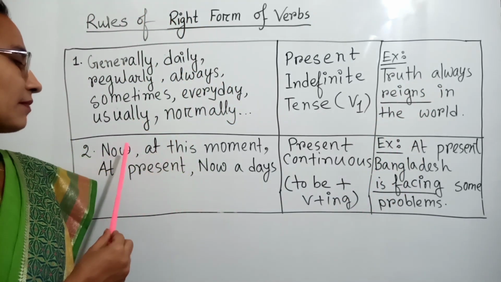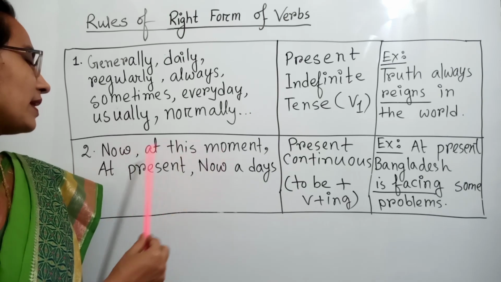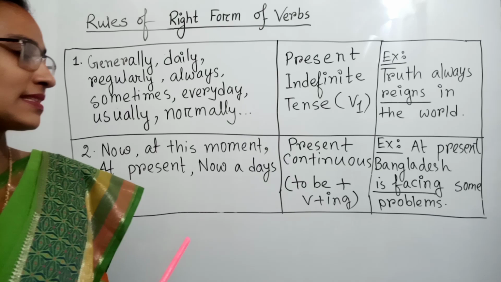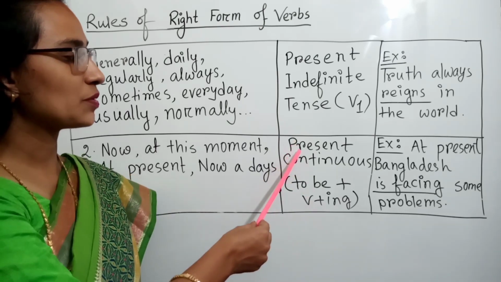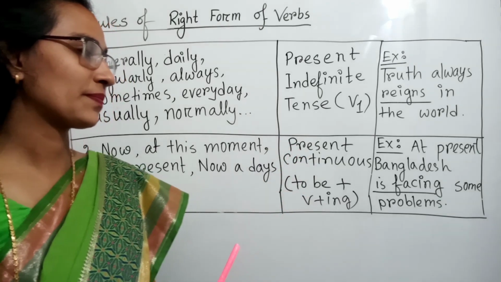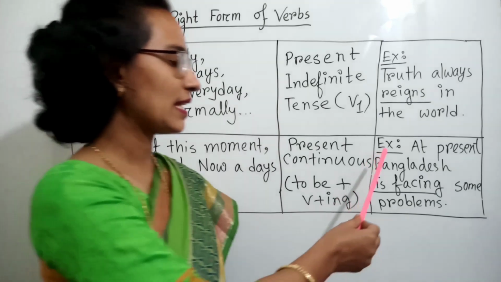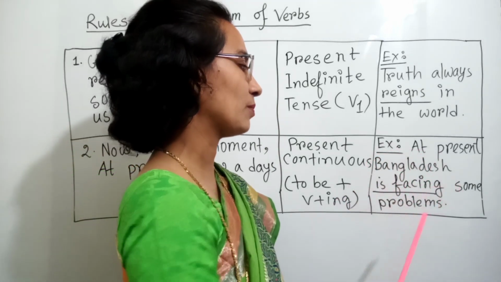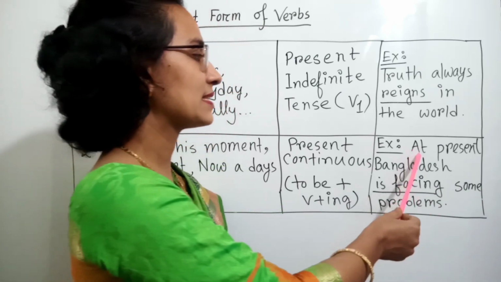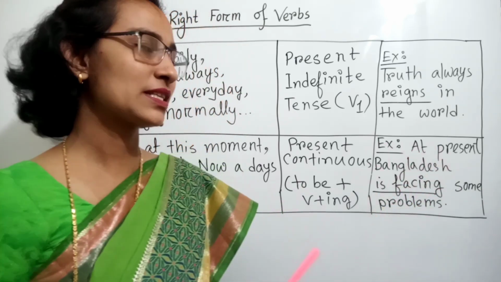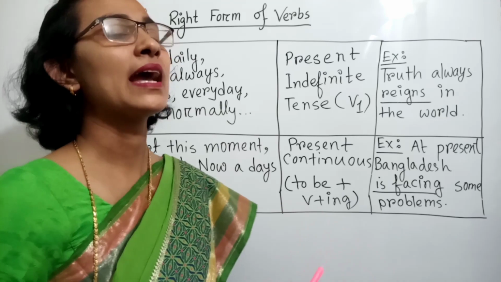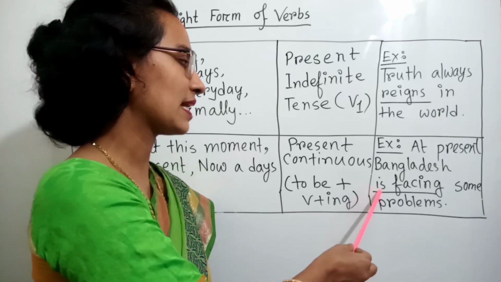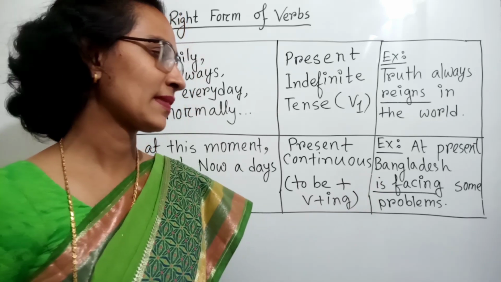Number 2, if you see now, at this moment, at present, nowadays, etc. in the sentence, that times you need to write present continuous tense. Here I wrote an example. At present, Bangladesh is facing some problems. Here, at present indicates the present situation that is continuously happening in our country. That's why we use here present continuous tense.